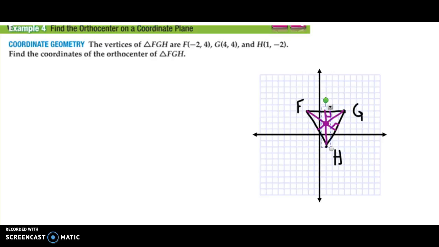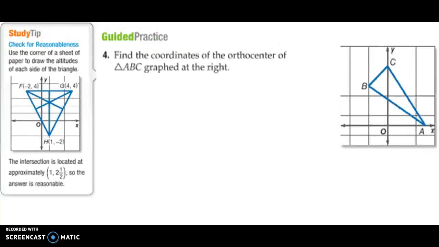The way I find that is I simply find that point. So that's going to be the point 1, 2. So the orthocenter is located at the point 1, 2. Here's an example of another one where we can find the orthocenter in triangle ABC.